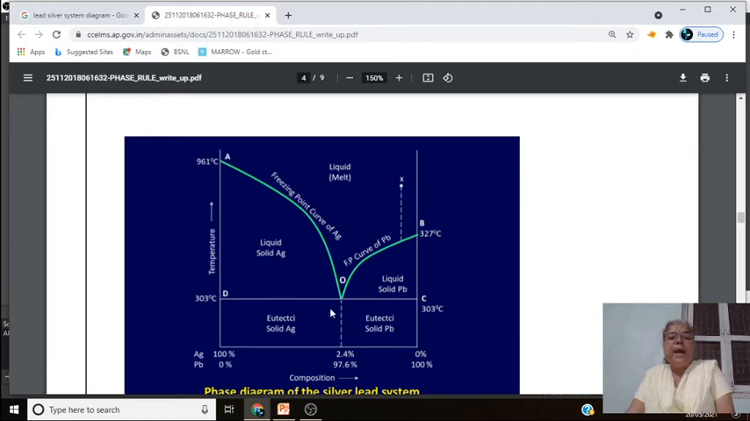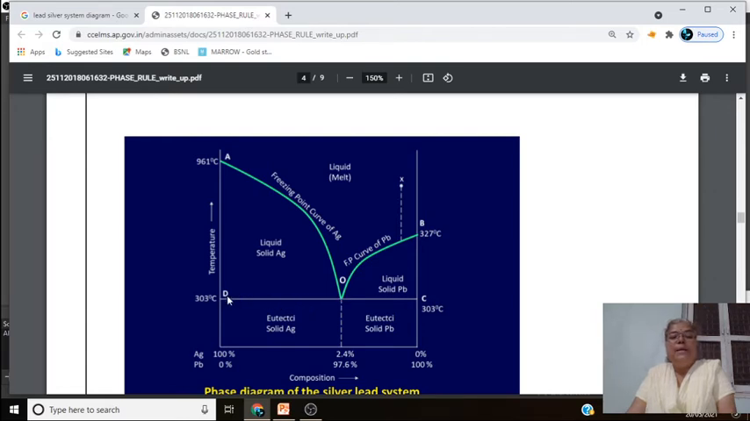And this is the eutectic temperature of 303 degrees centigrade. At this low temperature, in the molten mass, solidification of Pb as well as Ag takes place. At this point O, three phases are in equilibrium. Here solid Pb is in equilibrium with solid Ag, and above this there is a molten mass. So this point O is a triple point, and this temperature is very low as compared to the melting points of Pb and Ag. Thus, this point O is called the simple eutectic or eutectic melting point.